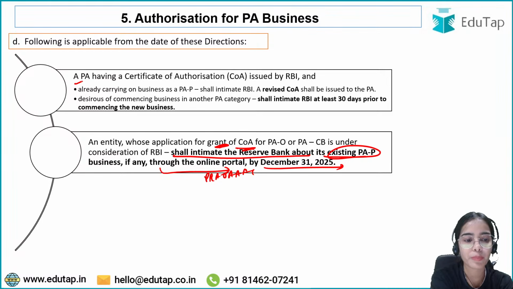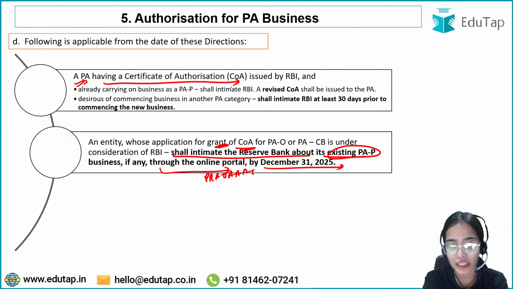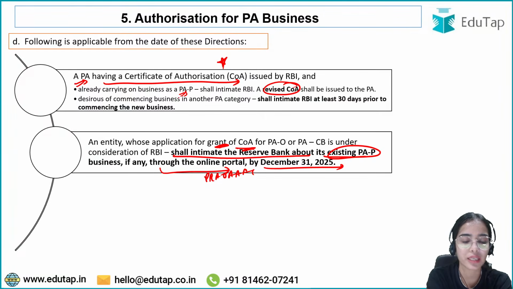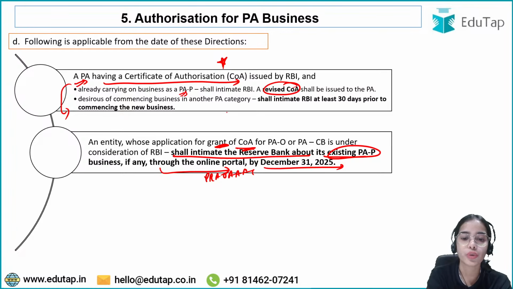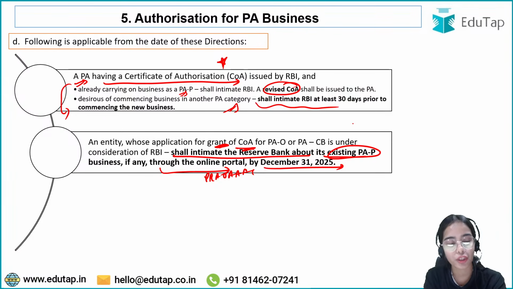So basically, a payment aggregator already having a certificate of authorization needs to have the revised certificate of authorization, for which they just have to inform the RBI that they are working as a payment aggregator physical. Or a payment aggregator having a certificate of authorization issued by RBI who wants to further expand their business to the new categories has to inform the RBI at least 30 days prior to commencing the new business. Okay.